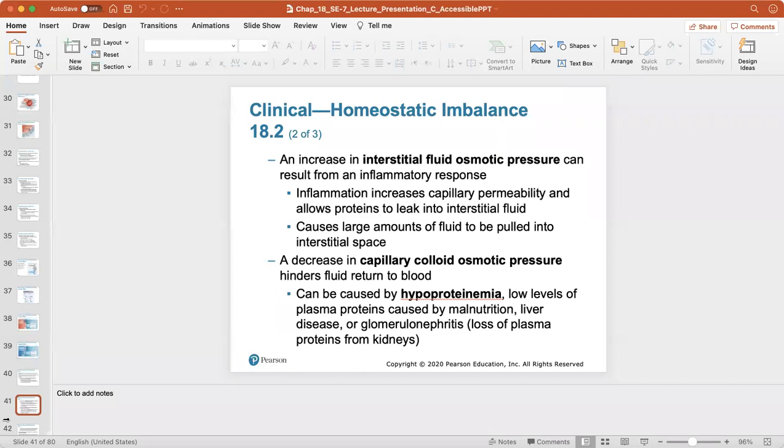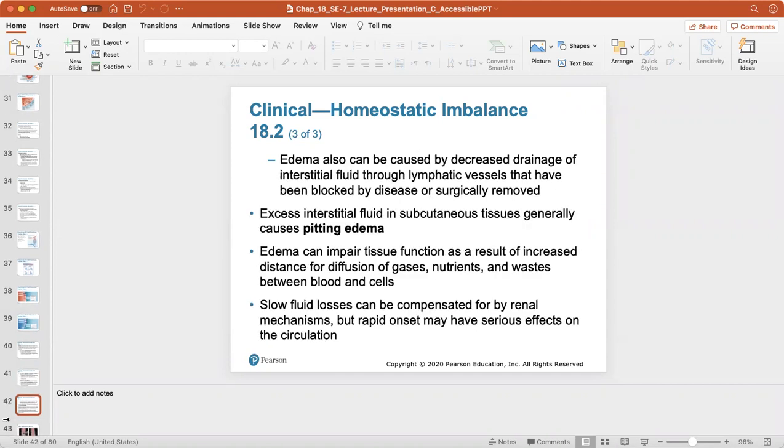An increase in interstitial fluid osmotic pressure can result from an inflammatory response as well, and a decrease in capillary colloid osmotic pressure will hinder fluid return to the blood. Edema can also be caused by any sort of decreased drainage. So excess interstitial fluid in the subcutaneous tissues usually causes what we call pitting edema.